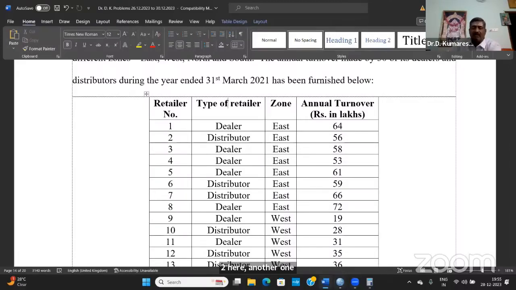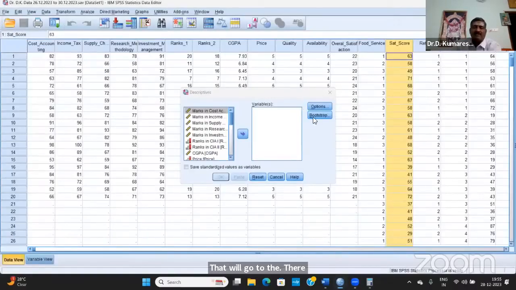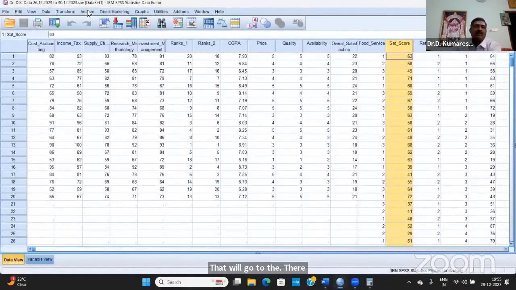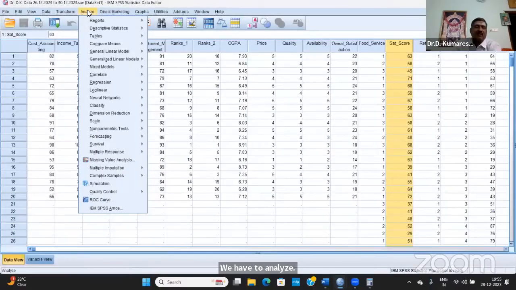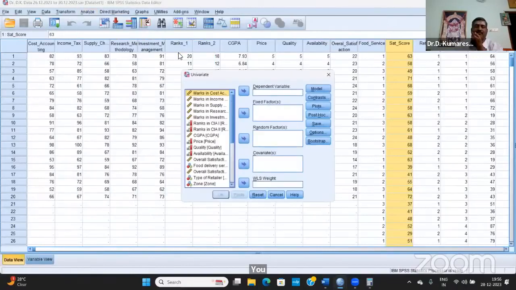Now we will go to the data. Go to analyze. Go to general linear model. Select univariate. What is the dependent variable? Here, turnover is the dependent variable. Annual turnover.